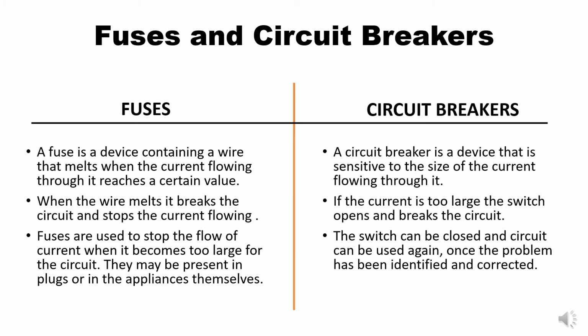A circuit breaker is a device that is sensitive to the size of the current flowing through it. If the current is too large, the switch opens and breaks the circuit. The switch can be closed and the circuit can be used once more, once the problem has been identified and corrected.